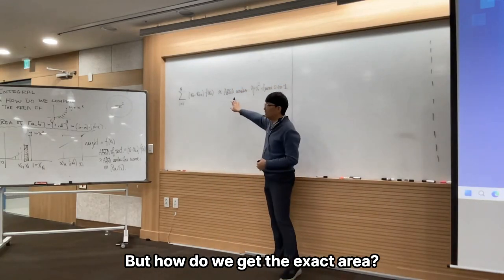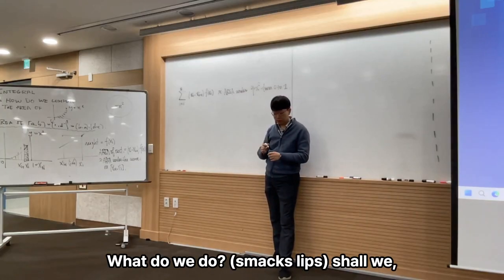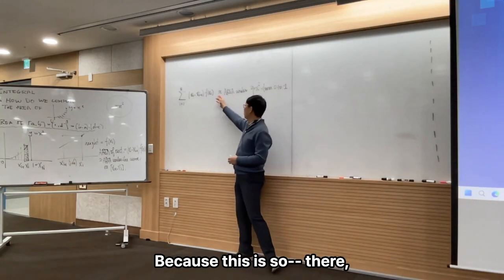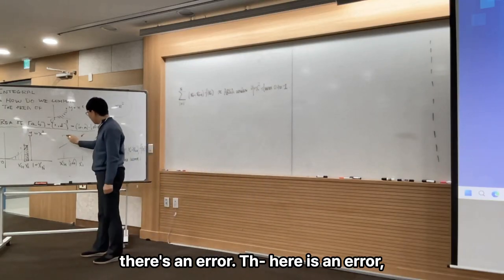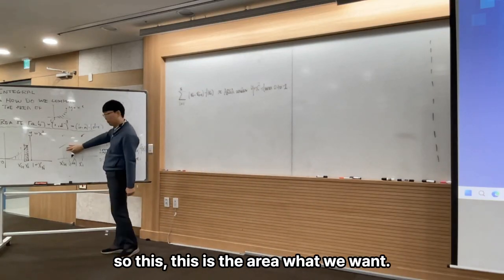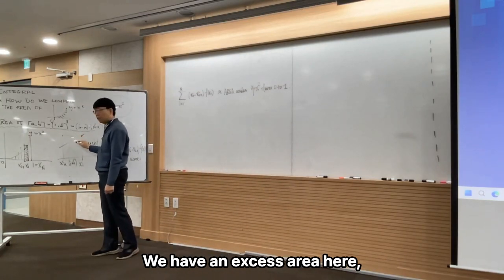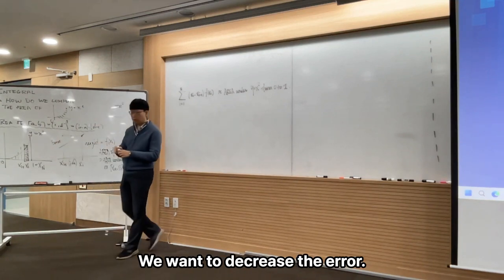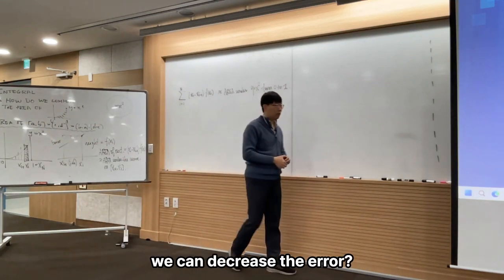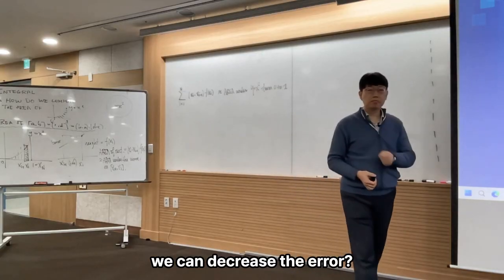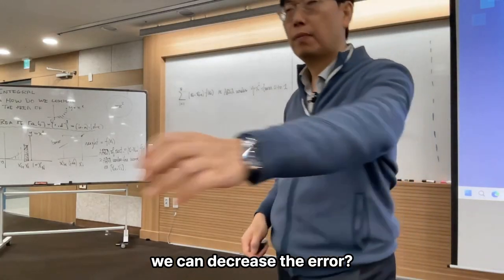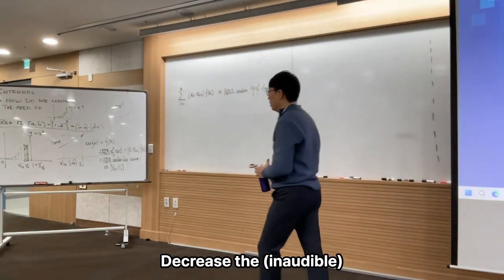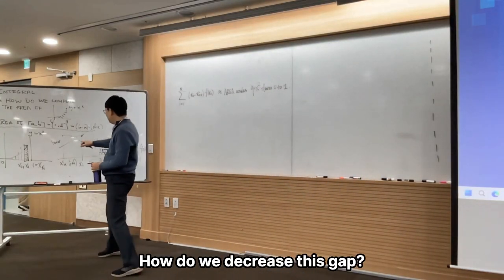But how do we get the exact area? What should we do to get the exact area? Because there's an error here. This is the area we want, and we have an excess area here. So this is an error. We want to decrease the error. What's the only way we can decrease the error? How do we decrease this gap?